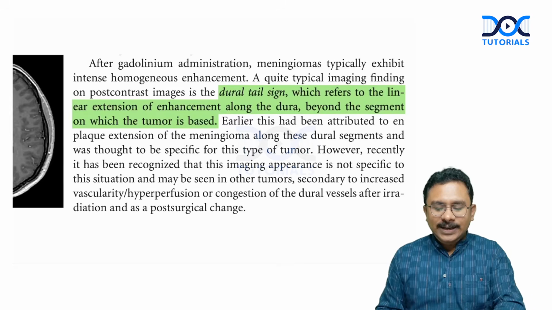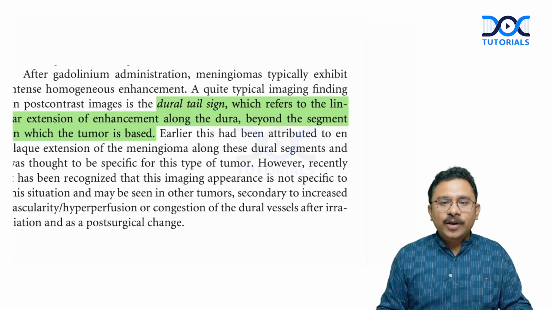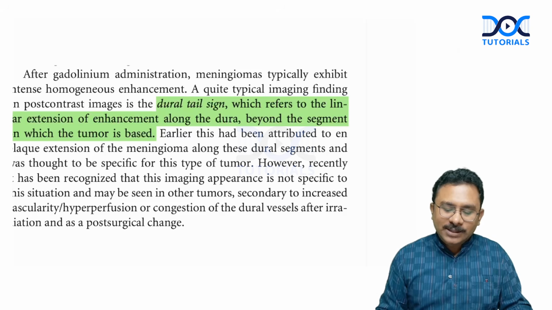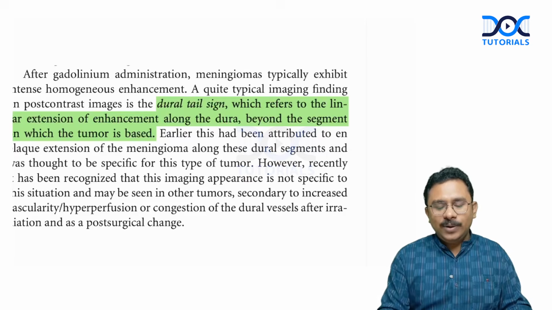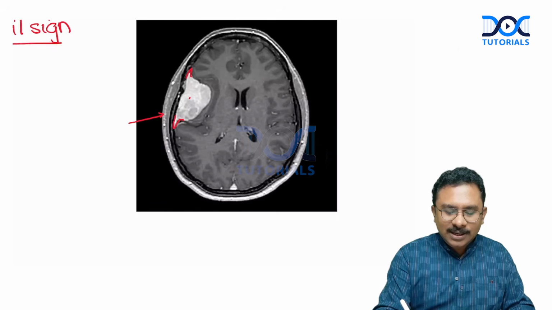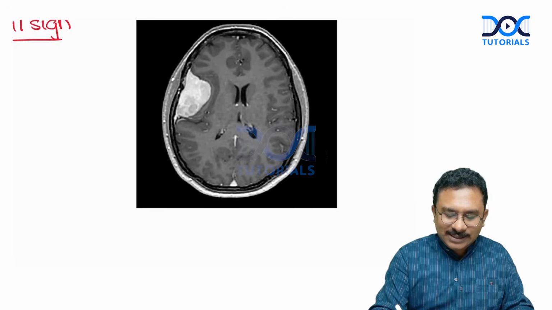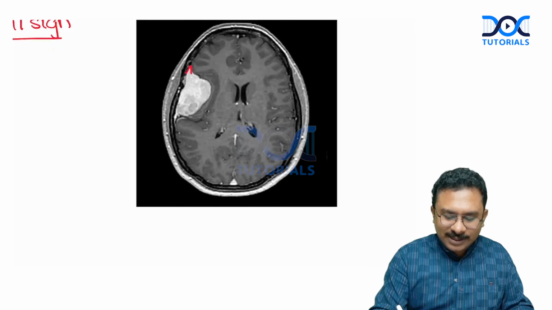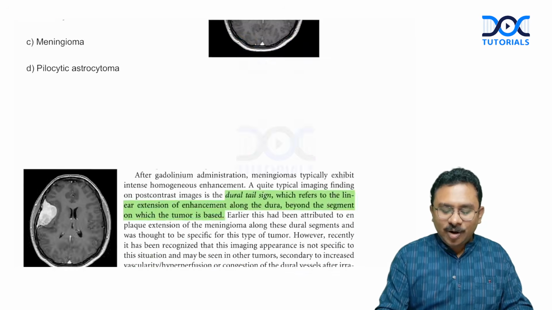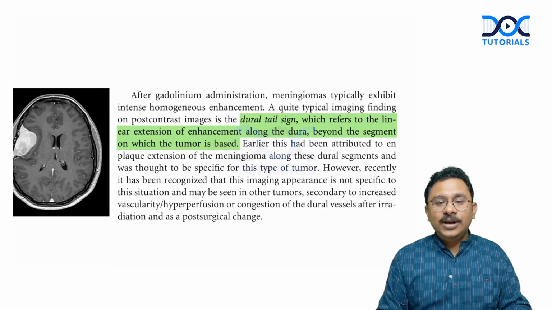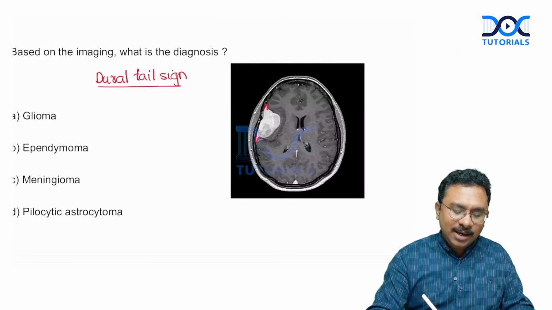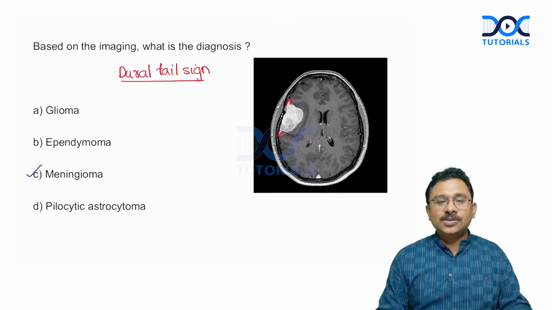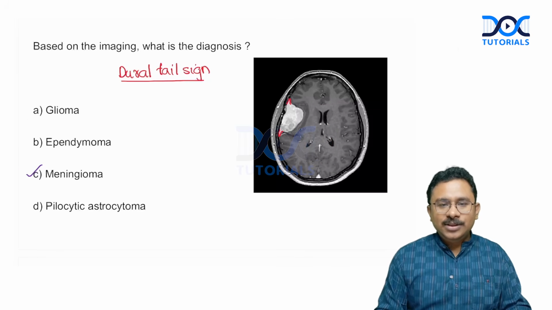The reference is from Bradley's textbook of neurology, which is the standard textbook of neurology. So dural tail sign refers to the linear extension of the enhancement along the dura. If you look at the lesion, there is a slight extension, right? This extension in the form of a tail is what is called the dural tail sign. Not 100% specific, but more likely to suggest a pathology like meningioma. So the answer for this question is going to be option C, that is meningioma, right?